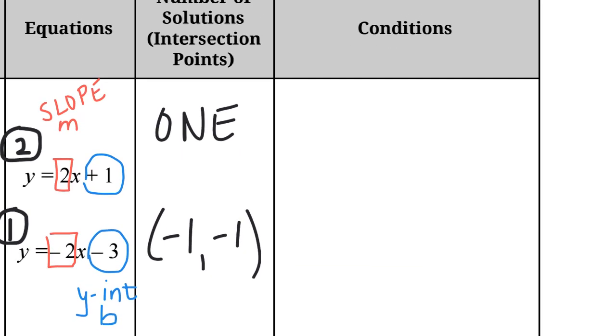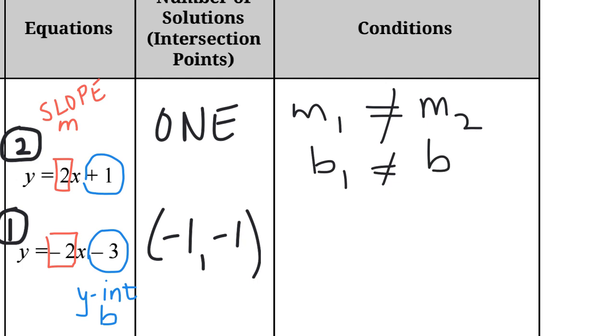If two lines are going to intersect and have one point of intersection, then I know that the slope of one line cannot be equal to the slope of the second line. If I were to compare my y-intercepts, one equation has a y-intercept of positive 1. The second equation has a y-intercept of negative 3. So again, I also know that my intercepts happen to not be the same.